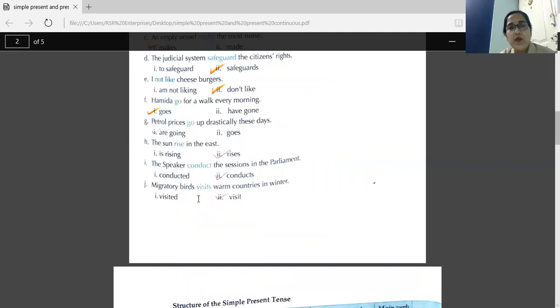Next one. Migratory birds visits warm countries in winter. Now migratory birds, this is subject, and birds is plural. So visits is wrong. Correct is visit. And it's the action which is done at regular intervals.